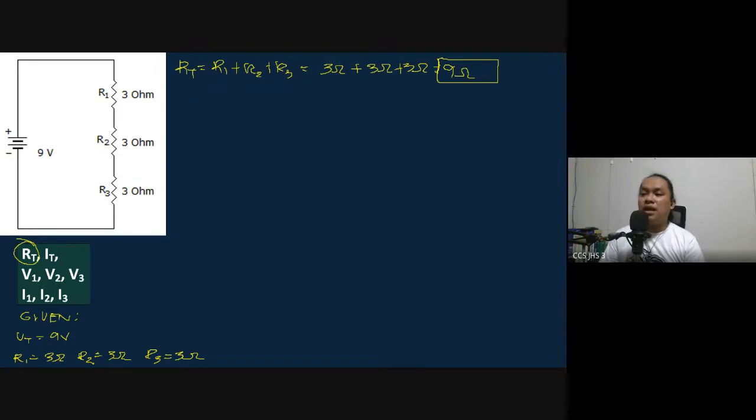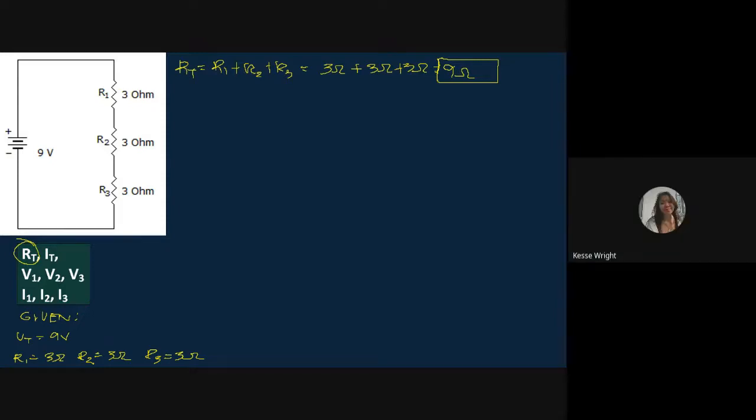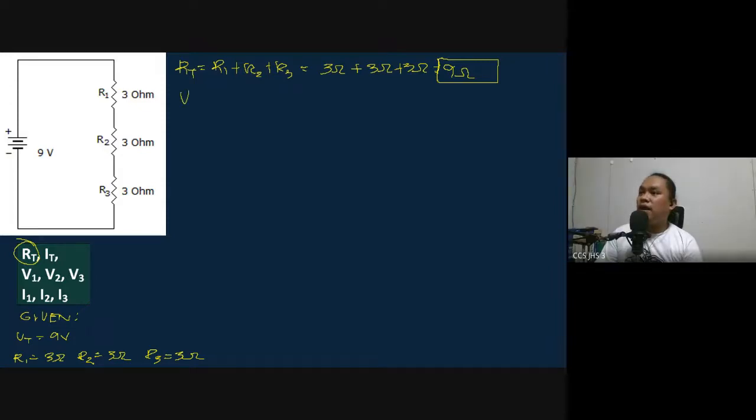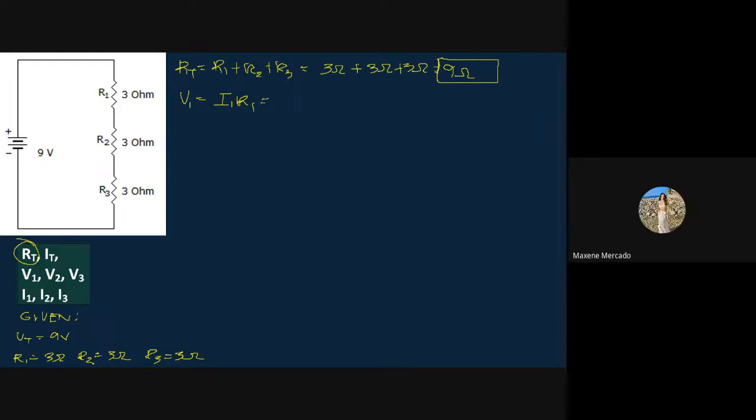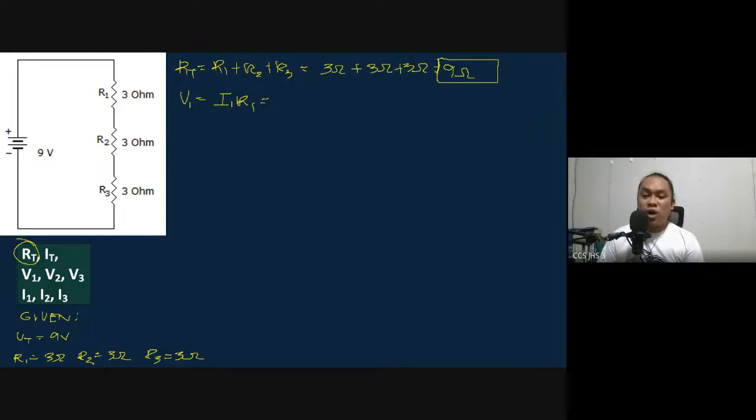So not I sub 1. Looking at the missing parameters, what other missing parameters can we solve now? V sub 1. What's the formula for solving for voltage? It's I sub 1 times R sub 1. Do we have the value for I sub 1? Not yet, sir. So we cannot solve V sub 1 still.